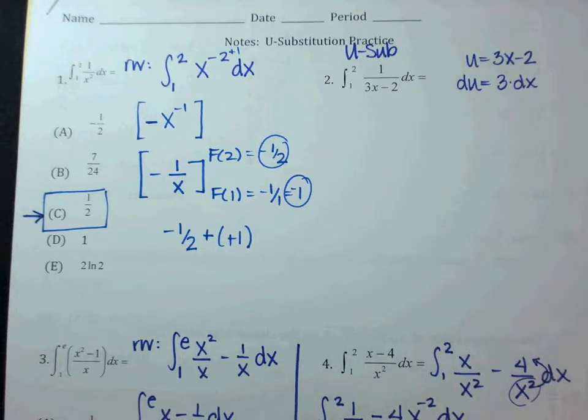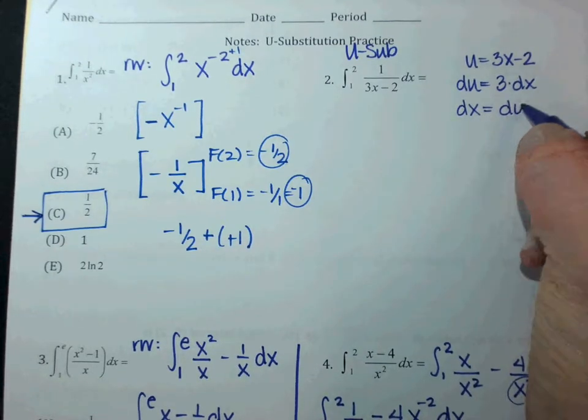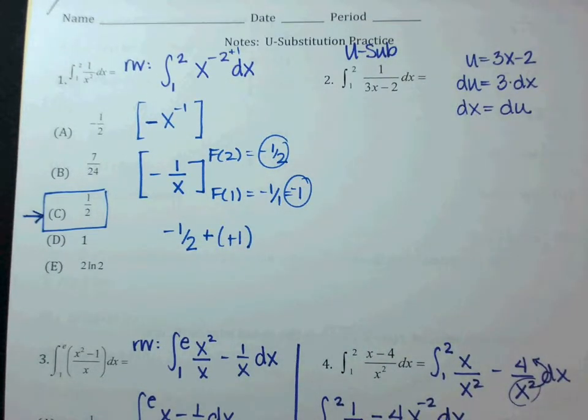Okay, so du is 3dx, which means dx is what? Du over 3. Okay. So now I want you to rewrite it. Now notice this one has endpoints. So are you going to have to go in and change your endpoints? Yes. So try that part. Let's see what you remember from yesterday. So what if we don't want to change our endpoint?